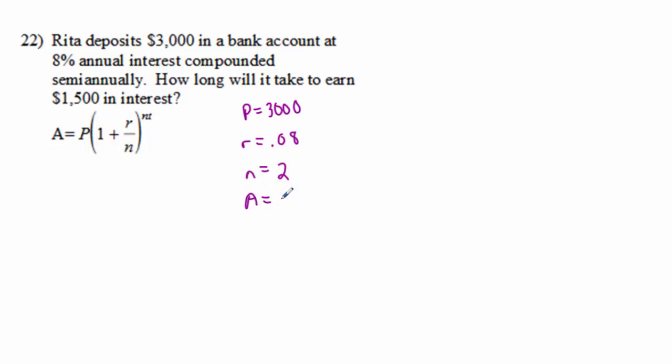Well, A is how much is in our account. So if we start with 3,000 and we add to that 1,500, how much do we have? 4,500. If you put 1,500 here for A, you're going to get a negative number, which hopefully you realize is bad because we can't have negative time yet. Maybe someday. Anyway, so we plug this in.